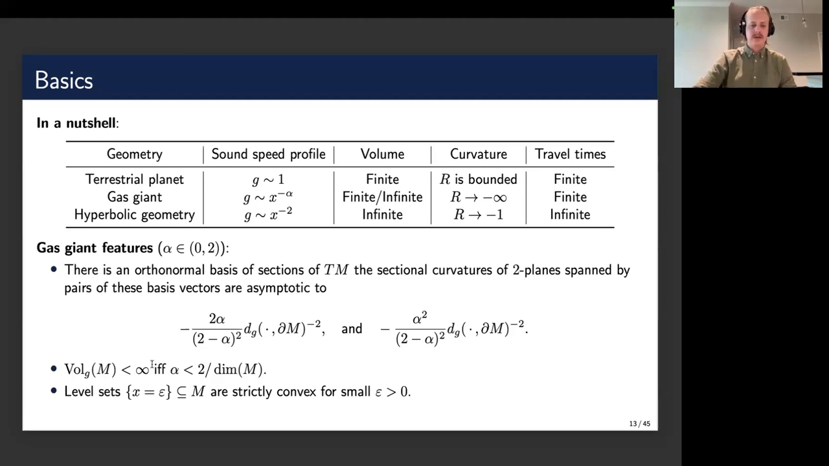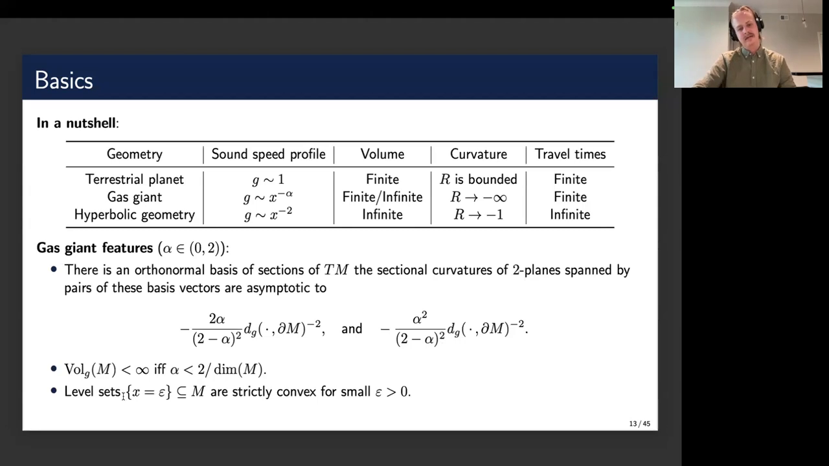The Riemannian volume of such a manifold is finite if and only if alpha is less than 2 over the dimension of our manifold. So that's a basic fact, which you can also compute just by doing a coordinate computation.